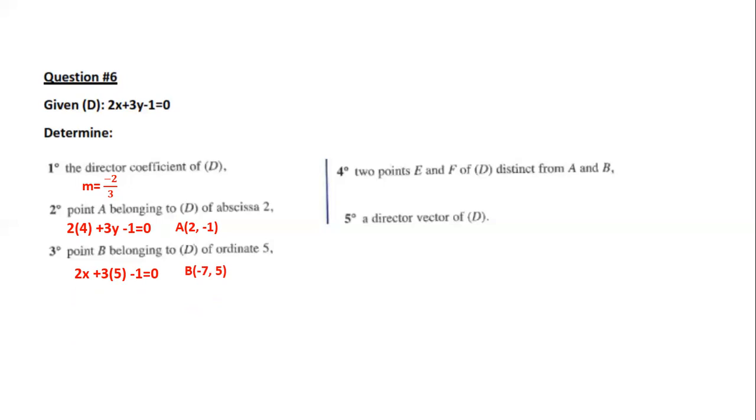Two points E and F distinct from A and B. It's very easy. Just take any value for x and any value for y, and if you put any value for x, you're going to have y. If you put any value for y, you're going to have x. This is a question that has a lot of solutions, so I'm not going to answer it, but it's very easy. You just replace the x or the y. And the final one is the director vector of D, and you know that the director vector is minus BA, so in this case it's (minus 3, 2).